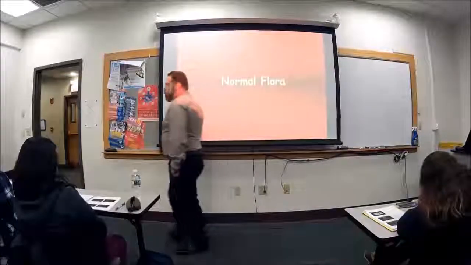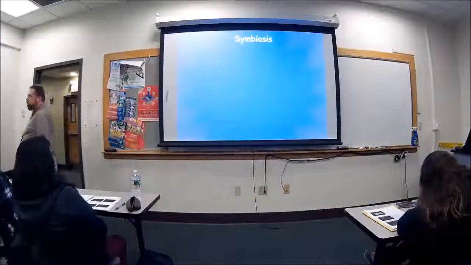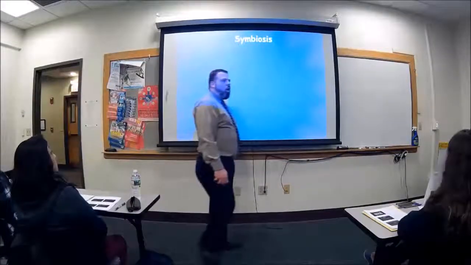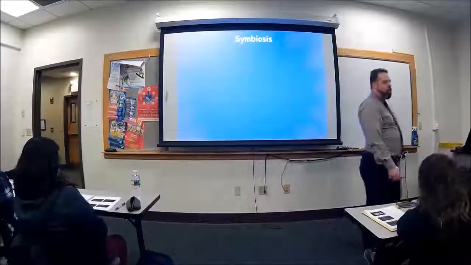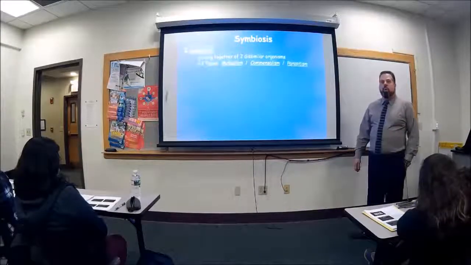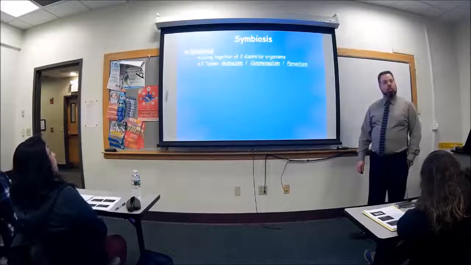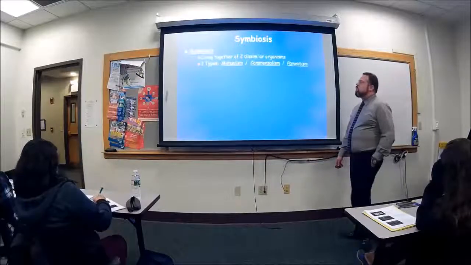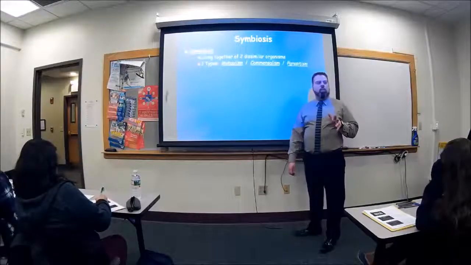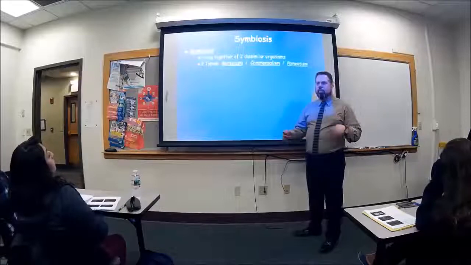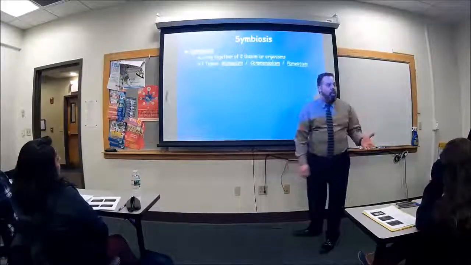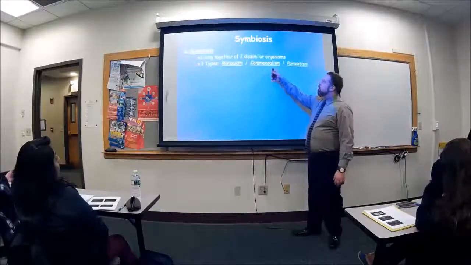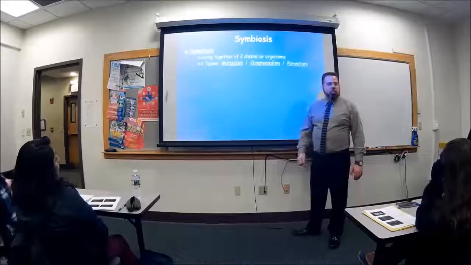So let's talk about normal flora. The symbiosis that's going on. Living in harmony. Well, not all the time is it harmony, right? Living with your brother or your sister, sometimes it's harmony, sometimes it's not. It's too much harm, right? So it's living together of two dissimilar organisms. Not brother and sister as a bad example, but a dog and a cat, right? That kind of thing. So we could have these three different types: mutualism, commensalism, or parasitism.